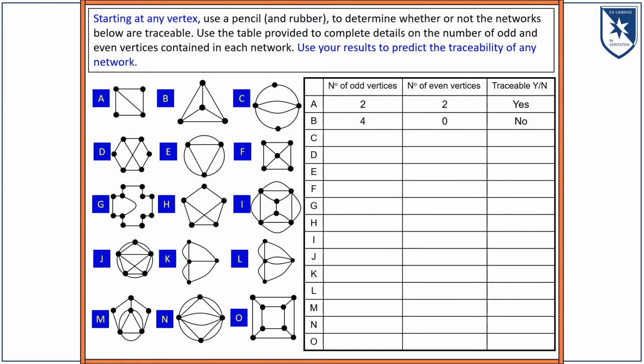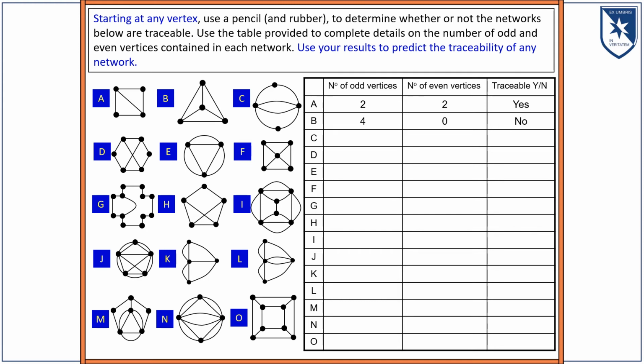Starting at any vertex, use a pencil. Ideally, I had a worksheet for you to use here. Do the best that you can with some of these answers on the screen to determine whether or not the networks below, we call the diagrams with the nodes and the edges networks, are traceable or not. Use the table provided to complete details on the number of odd and even vertices, I'll explain that in a minute, contained in each network. Use your results to predict the traceability of any network.